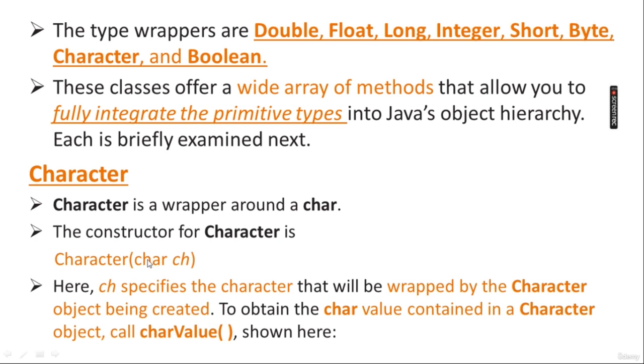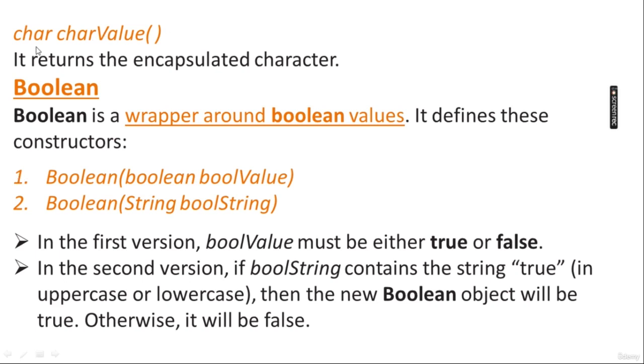For example, I created a character, suppose my name starts with Suvarna, that is S. So I pass this S in single quotes. Okay, so this Character class will wrap my character S into it. And if I want to find out later which character I placed into that particular wrapper class, I have to find it out. For that purpose, I will use charValue. So this charValue will give me the character that is encapsulated, and it will return me S, capital S.